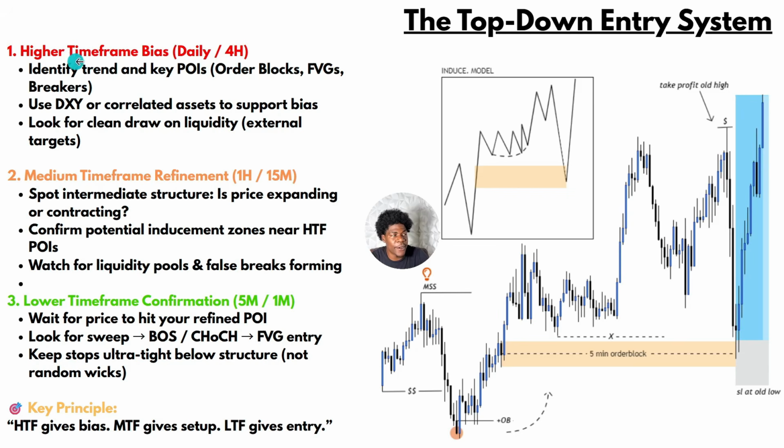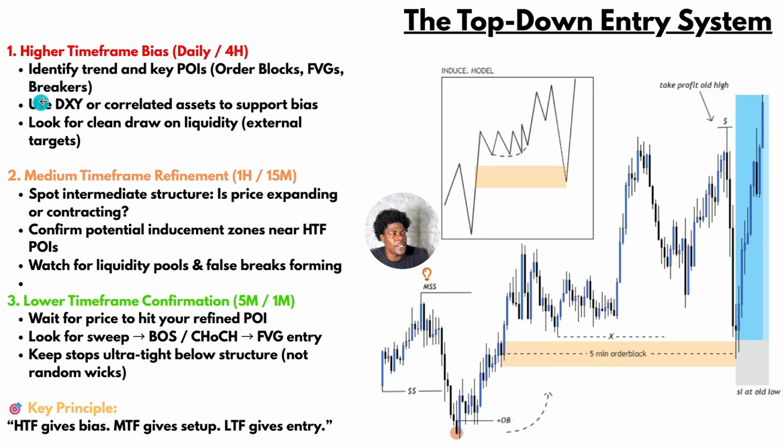I use this higher time frame bias to identify the trend and key points of interest, such as the order blocks, the fair value gaps, and the breakers or mitigation blocks, right? Just higher time frame PD arrays where I'm looking for price to pull into so that I can scale down to the lower time frames to see these models playing out.